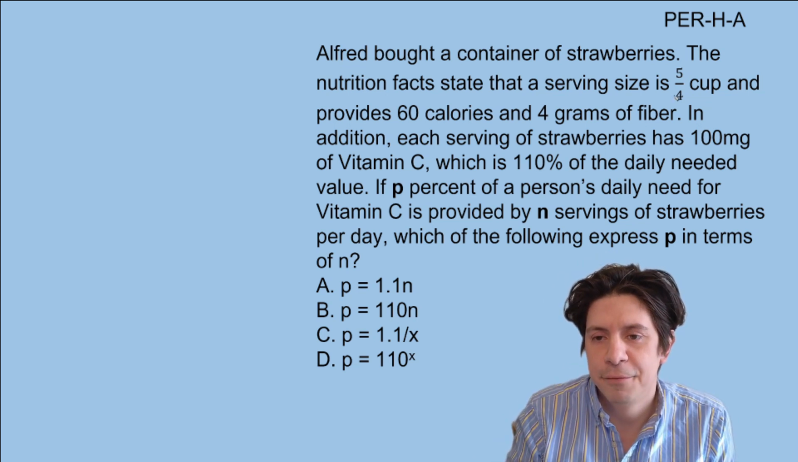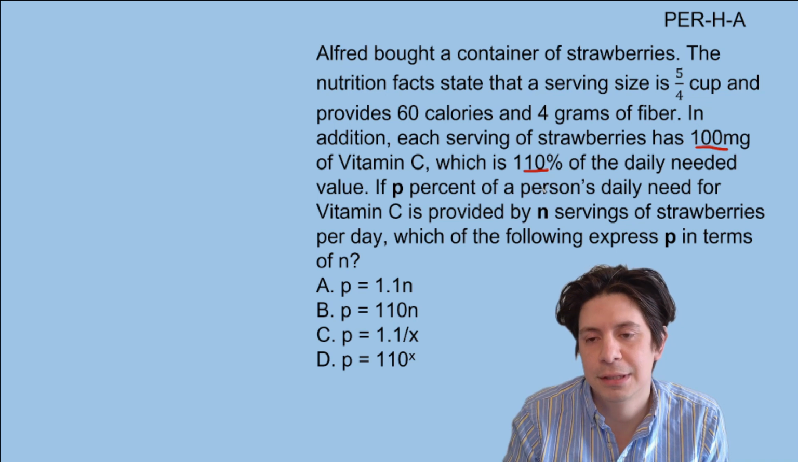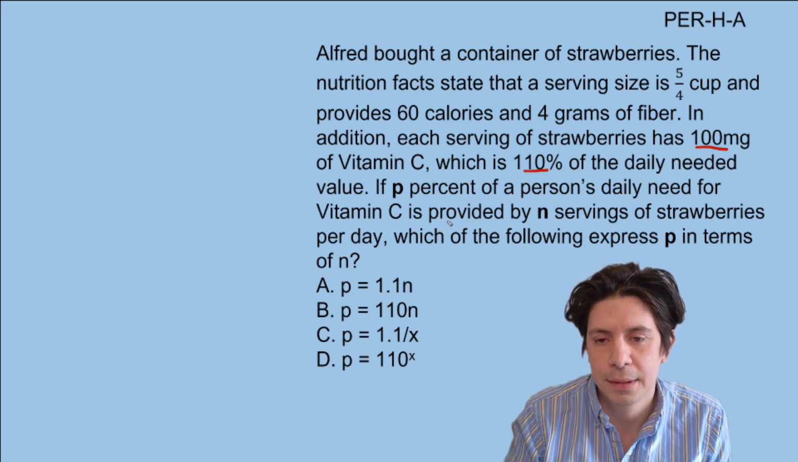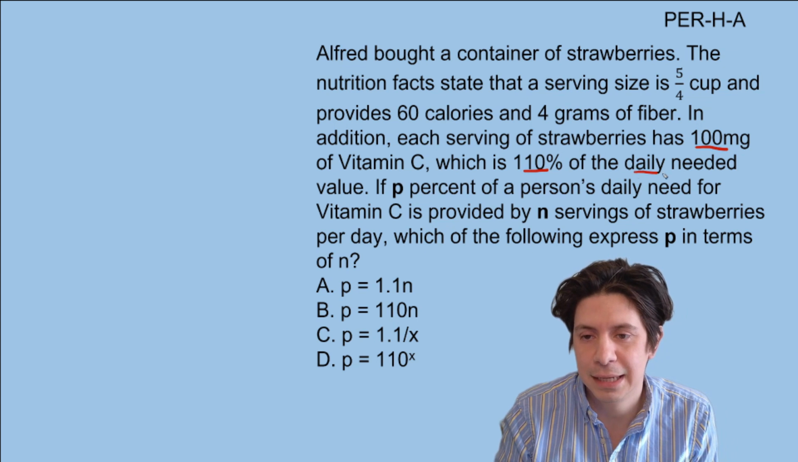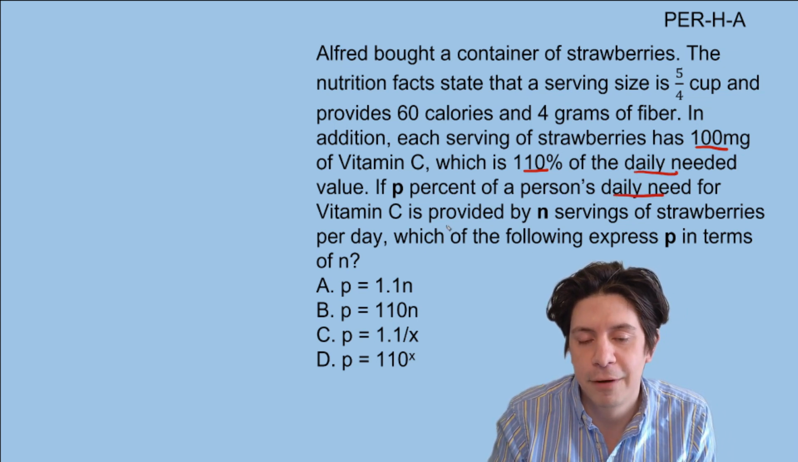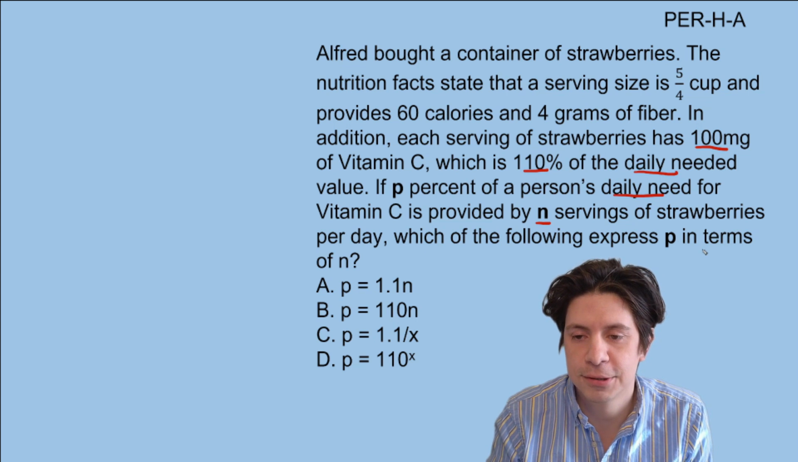So we're told it's 5 quarter cups as a serving, and it has 60 calories and 4 grams of fiber. And then we're told that in addition, each strawberry has 100 milligrams of vitamin C, which is 110% of the daily needed value. So it says P% of a person's daily need. Okay, so we're talking about daily need again, right? For vitamin C is provided by n servings of strawberries. Which of the following expresses P in terms of n?